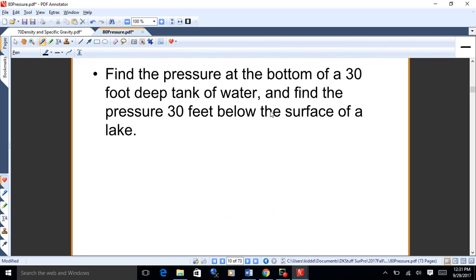Okay, so what's the pressure at the bottom of a 30-foot deep tank of water, or 30 feet below the surface of a lake? So what's that pressure going to be?